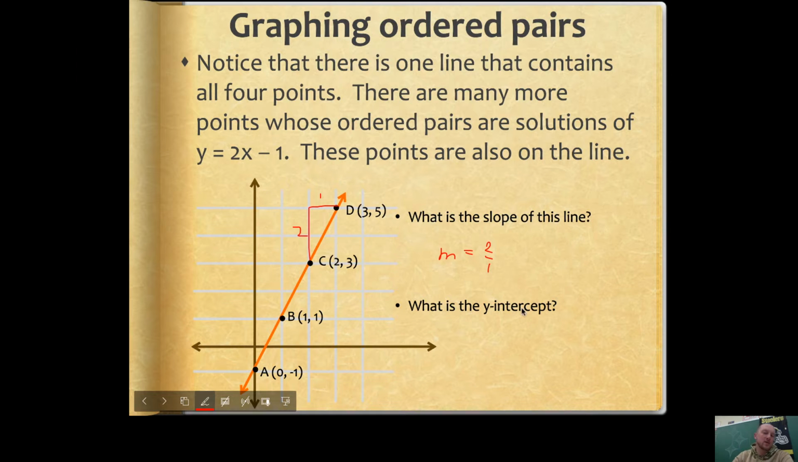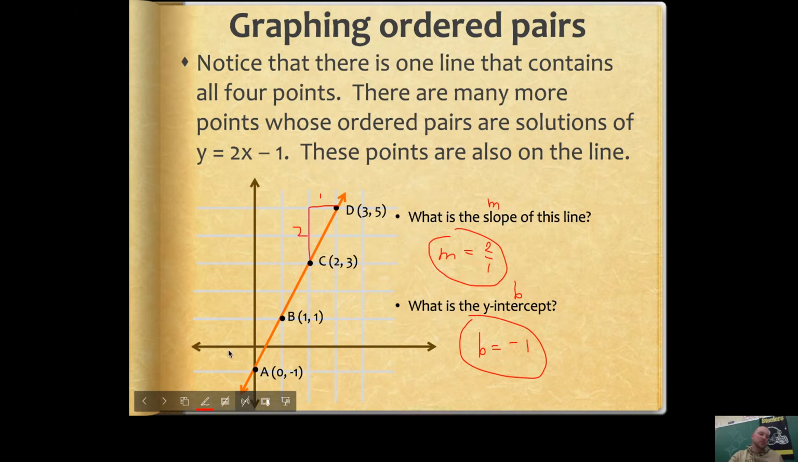What is the y-intercept? Well, we're going to use a lowercase b for our y-intercept, using a lowercase m for our slope. The y-intercept shows where the graph crosses the y-axis. So here's our y-axis. Where does it cross? Right here. What is the y-intercept? Well, it crosses the y-axis at -1. Here's our slope. Here's our y-intercept.